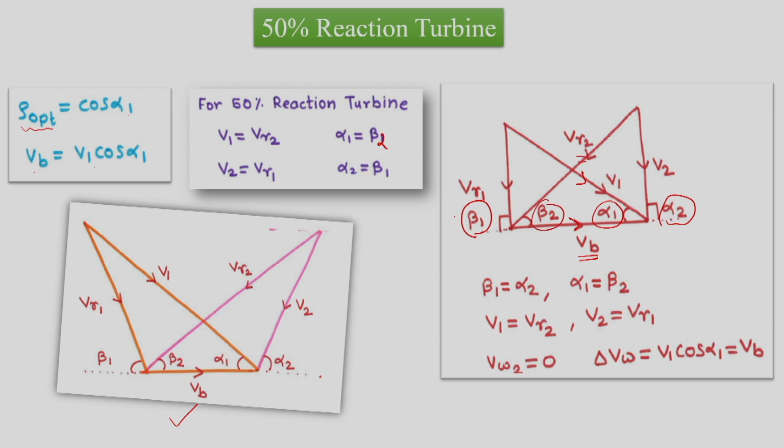It leads again to Vr2 and V1 to be equal and Vr1 and V2 to be equal. Here we have VW2 to be 0. So, delta VW is equal to V1 cos alpha 1 which is Vb. So, we have work done is equal to m dot s into delta VW into Vb which is Vb square into m dot s. This is a particular case for 50% reaction turbine with maximum efficiency or optimum working of 50% reaction turbine.